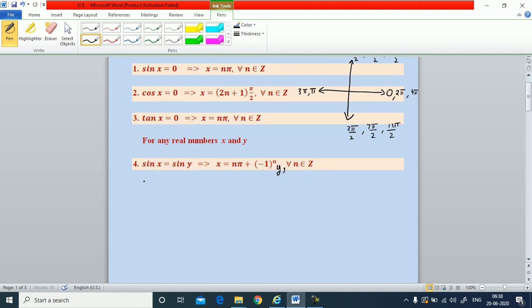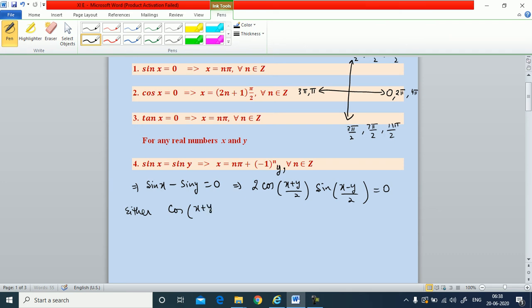So we are going to prove it now. See, this equation sin x is equal to sin y can be written as sin x minus sin y is equal to 0. And we can simplify it. We know the formula for sin a minus sin b. So using that, it can be written as 2 cos of (x plus y) by 2 into sin of (x minus y) by 2, and this will be equal to 0. Now if this product is 0, that means either cos of (x plus y) by 2 is 0, or the second condition will be sin of (x minus y) by 2 is 0.